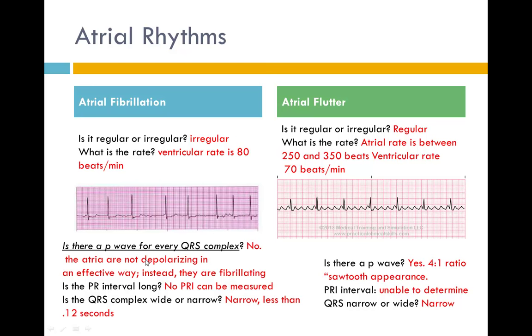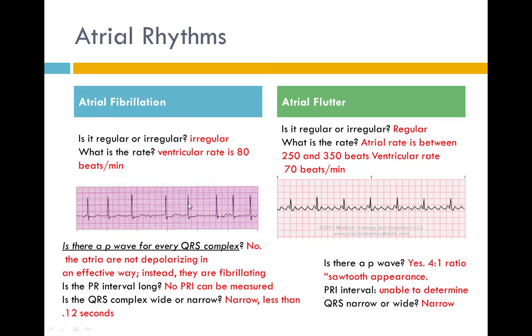The next thing is, is there a P wave for every QRS complex? Well, I can't really see them. There's like squiggly lines. Nothing's really nice and round. It's not uniform. So no, I would say there's not a P wave for every QRS complex. The atria are not depolarizing in an effective way. Instead, they are doing what we call fibrillating. That's why it's called atrial fibrillation. Is the PR interval long? Well, we can't really measure that because we can't really determine a P wave. So no, the PR interval cannot be measured. Is the QRS complex wide or narrow? Well, it's narrow because I can see that it's less than 0.12. So that's atrial fibrillation. All right. People can live with atrial fibrillation, in particular if it's controlled with medication.